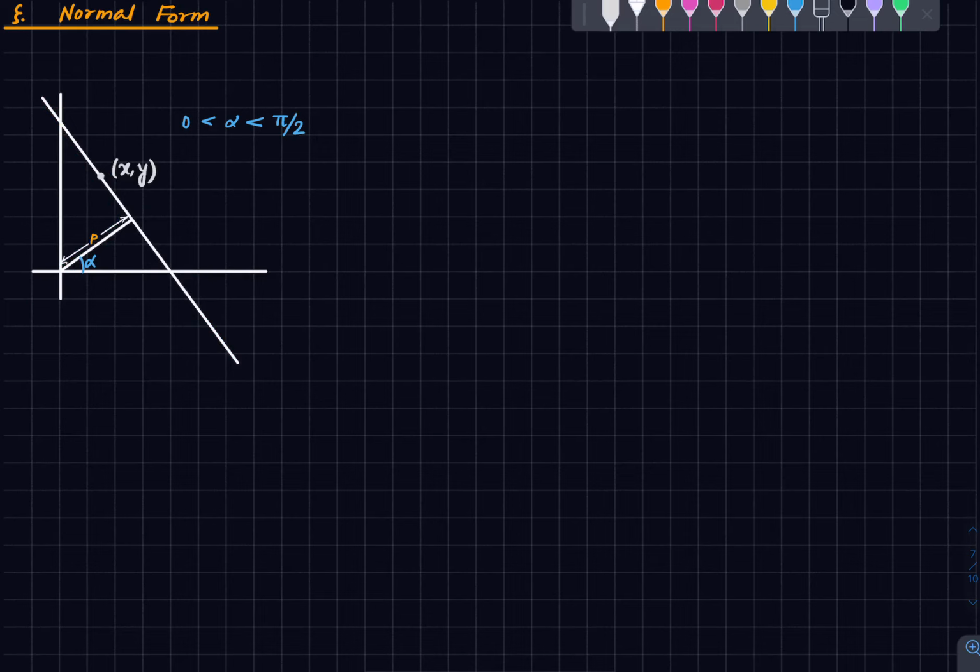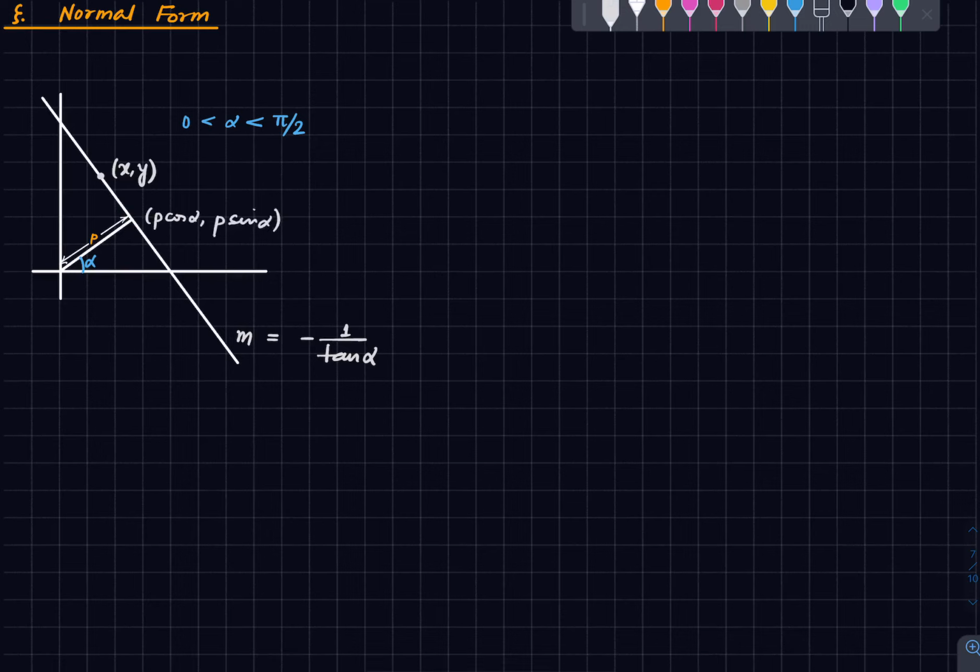So what is the slope of our line? The slope of our line is minus 1 upon tan alpha. Why is that? Because as we saw in the previous lecture, the product of slopes of two perpendicular lines is minus 1, provided none of the lines are vertical, which happens in this case. So this is our slope, and now we figure out what this point is. Basic trigonometry says the x coordinate is p cos alpha and the y coordinate is p sin alpha. So this is p cos alpha comma p sin alpha.